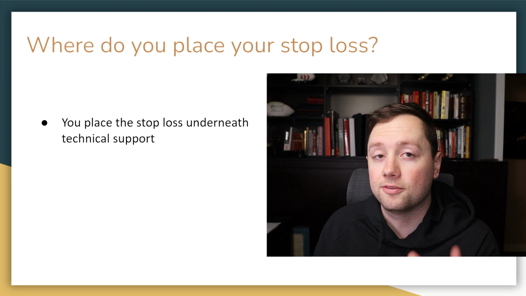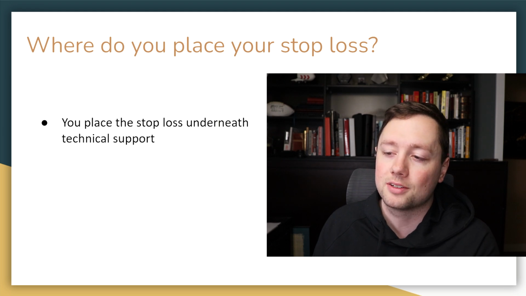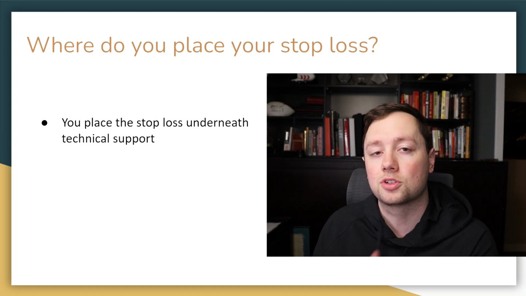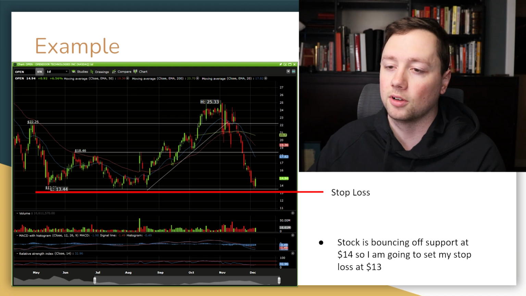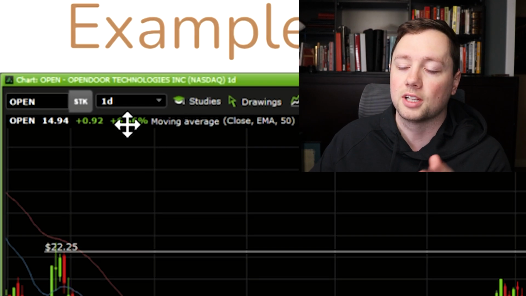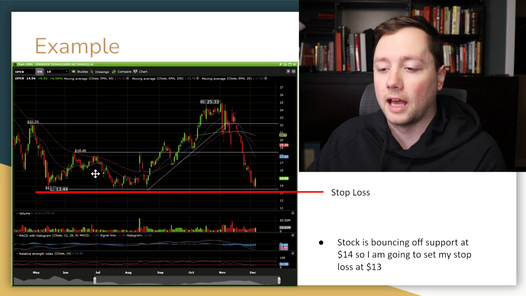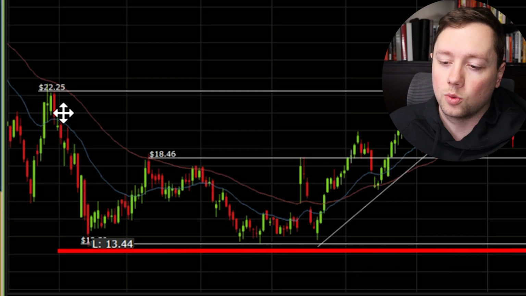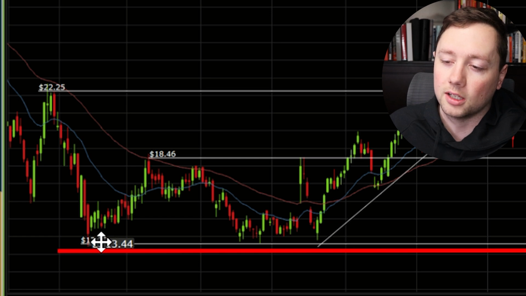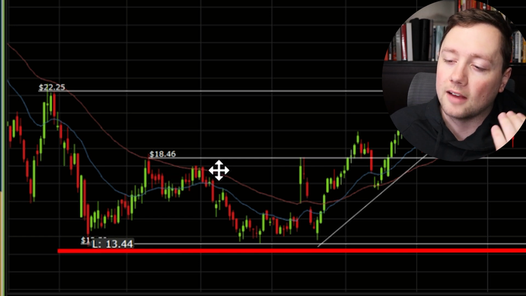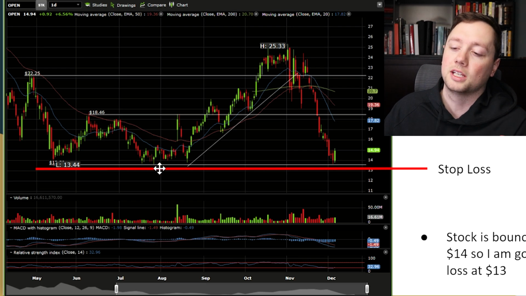For me, what I have found to be most successful is to place the stop loss underneath technical support. And what I mean by technical support is areas of support and resistance. Here's an example of that. This is Open Door Technologies, ticker symbol OPEN. As you can see here, the stock was trading as high as $22 in May. It fell as low as $14 right here, and then it bounced back up to $18. It then came back down to $14 again, and it basically bounced off $14 about 2 or 3 times over the next few weeks.